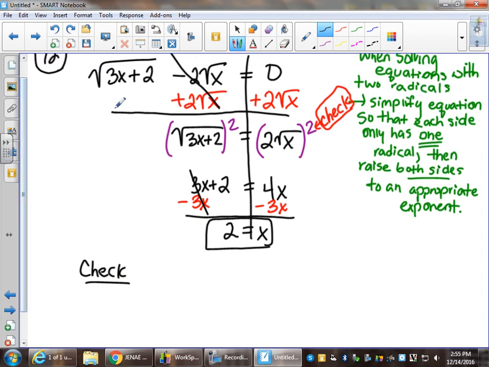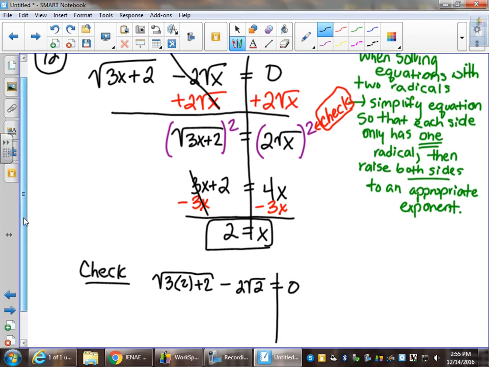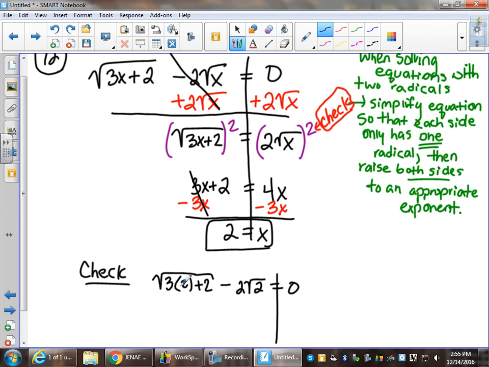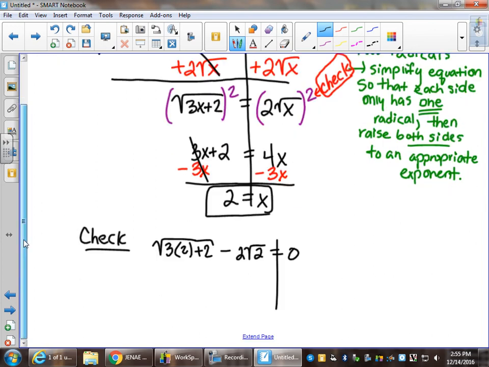Very carefully, plug it in. Don't make the mistake I made by accident before. 3 times 2 plus 2. Wherever I see x, I'm plugging in 2. All right, double check. X is 2 here, 2. Let's see what we get.